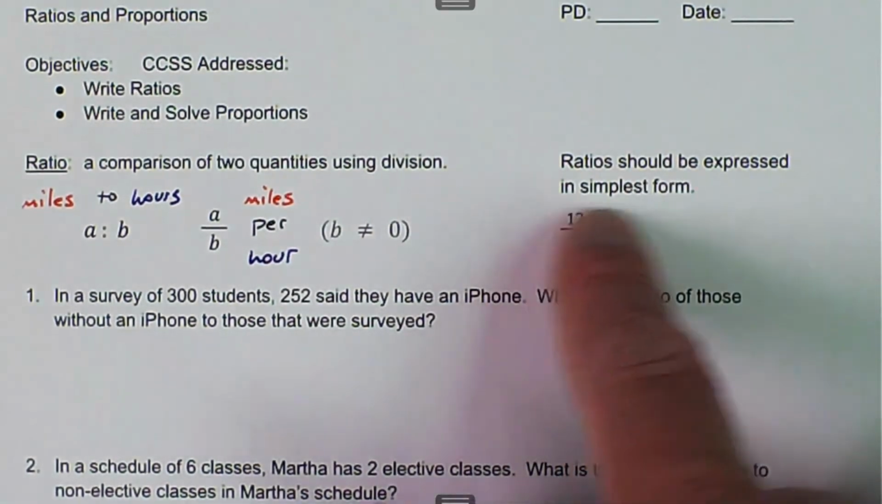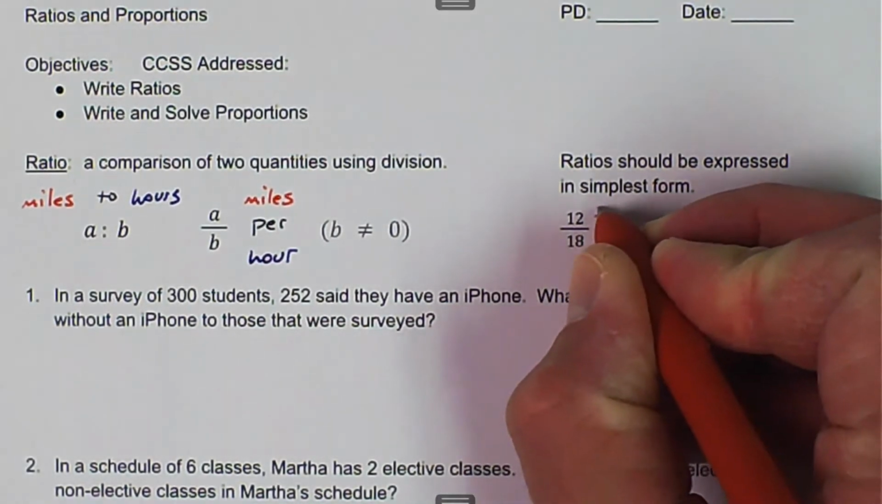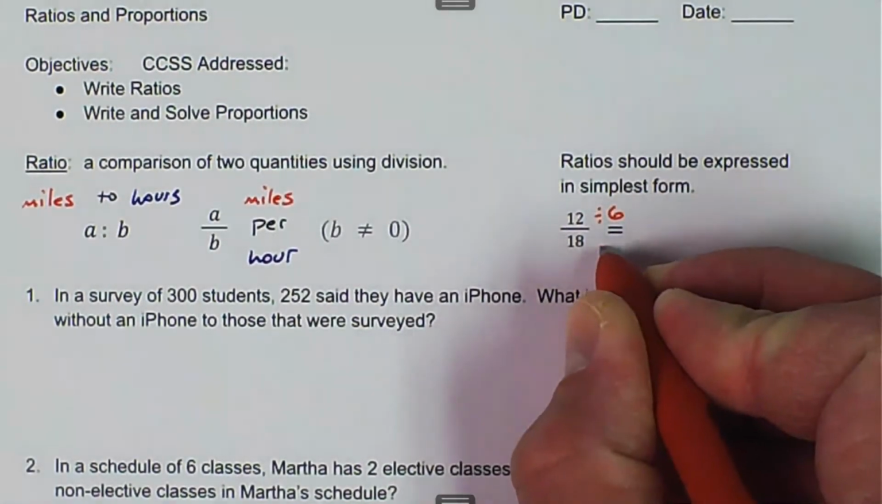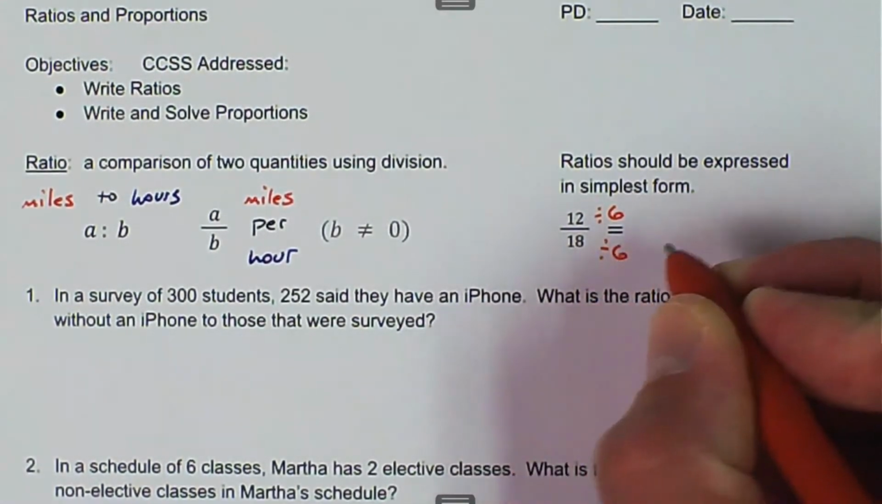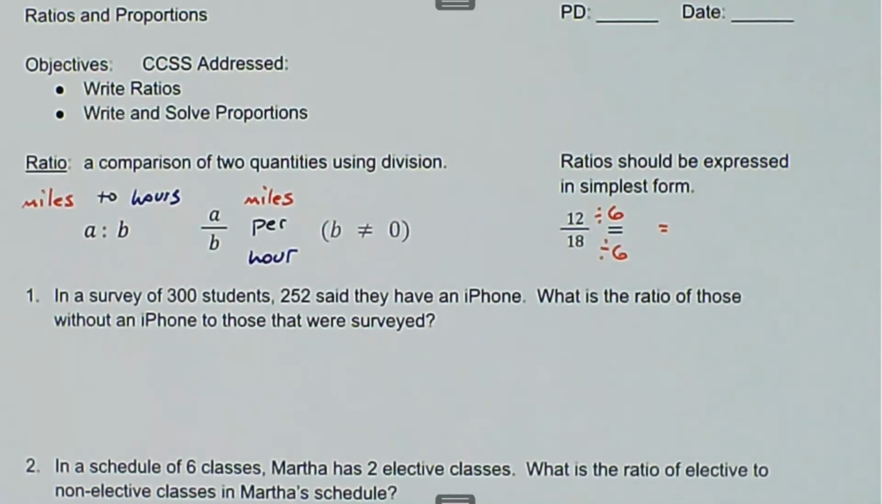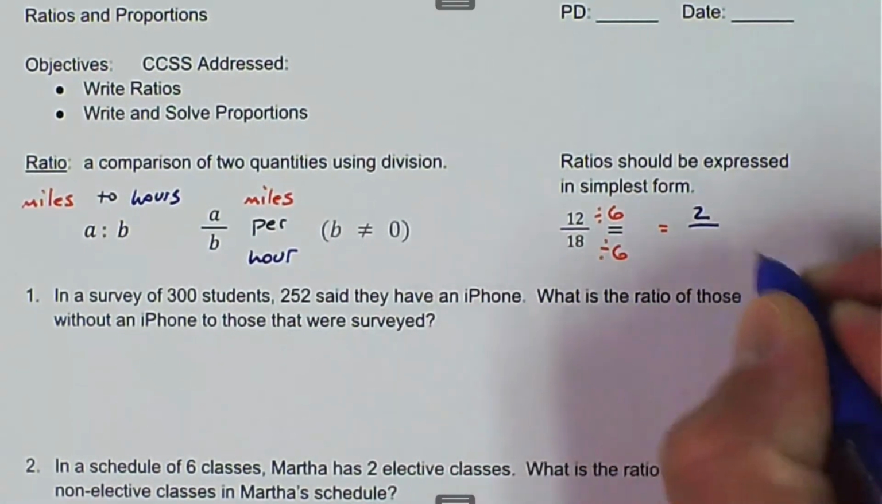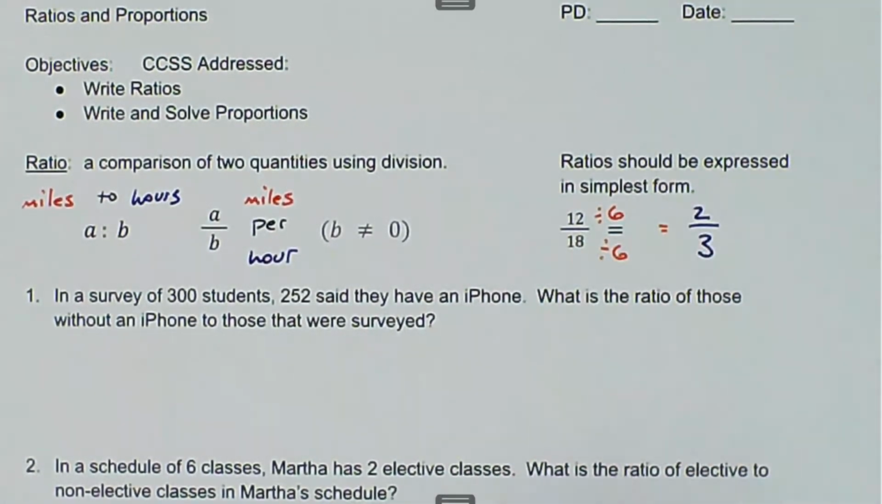Ratios should be expressed in the simplest form. So here we can see 12 over 18 is a ratio, but it's not quite the simplest ratio. We can divide both the numerator and the denominator by 6, which ends up giving us 12 divided by 6 is 2, and 18 divided by 6 is 3. So that's the same ratio, but that's in simplest form. So when we solve our problems, we should have our ratios in simplest form.